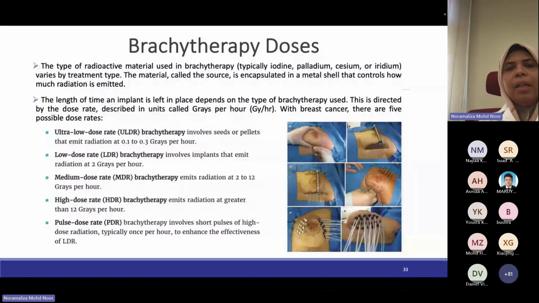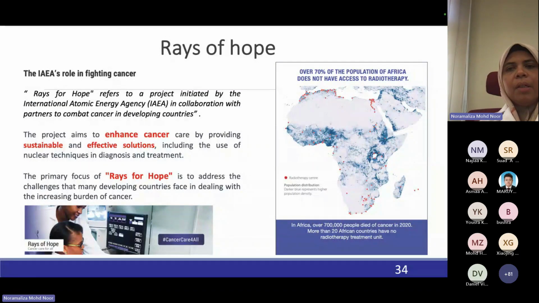Usually there are many brachytherapy doses, and it really depends on the oncologist to prescribe them. Either they want to prescribe a high dose in one hour or in a short time, so we will use high dose rate brachytherapy. So this is how we insert the seed catheter.